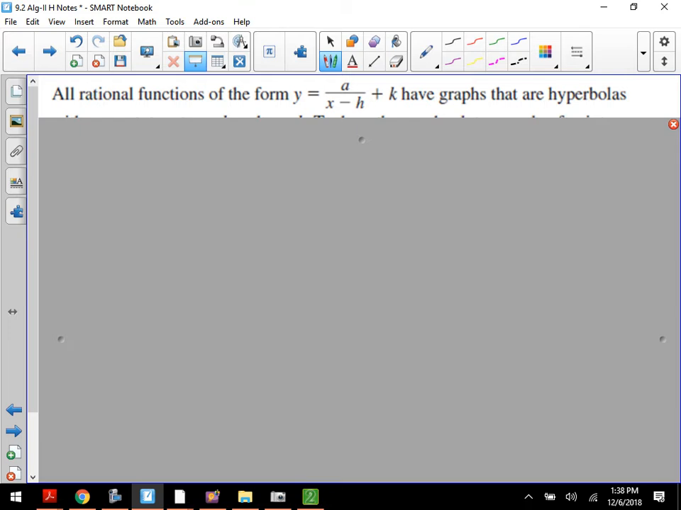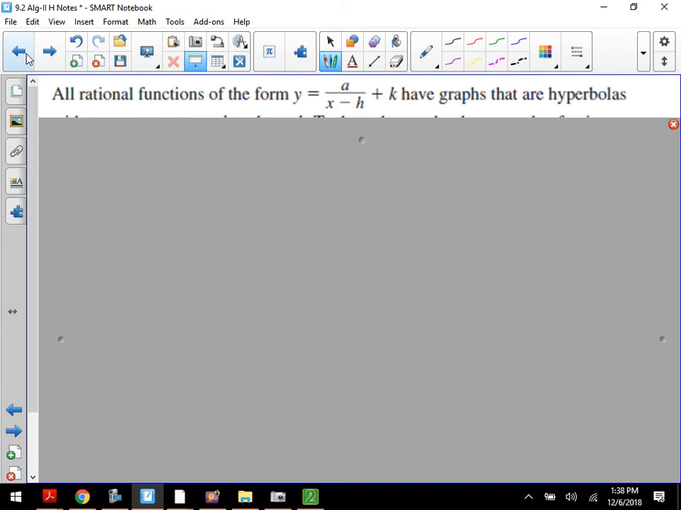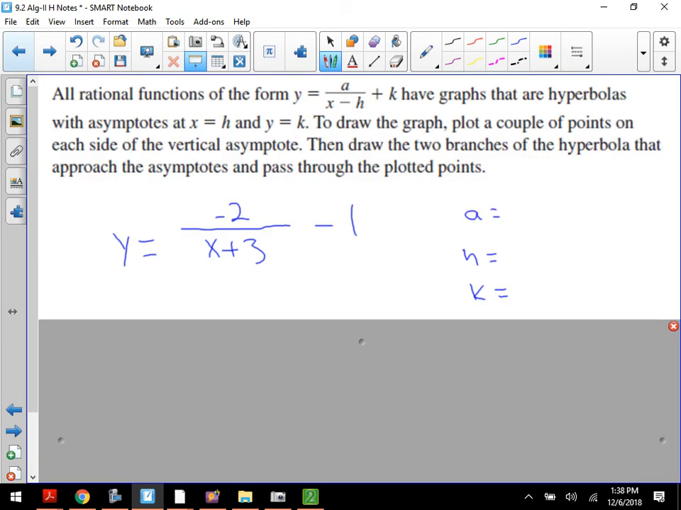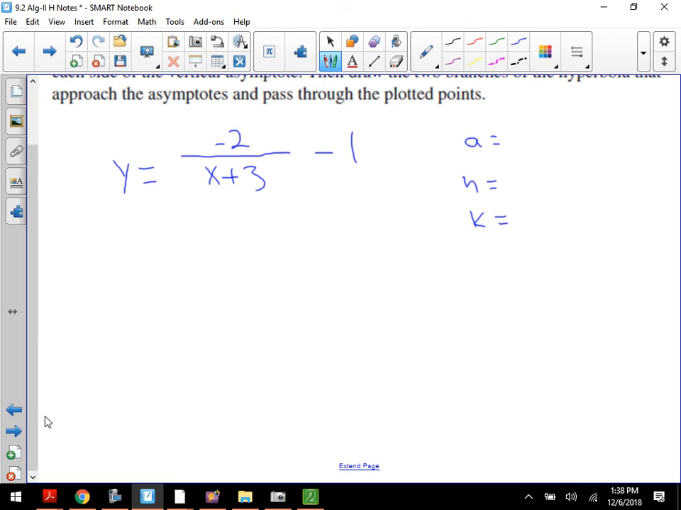If it was at 0, that means your h and k were both 0. It goes back to the idea of 1 over x. Let's look at this: y equals negative 2 over x plus 3, all subtract 1.